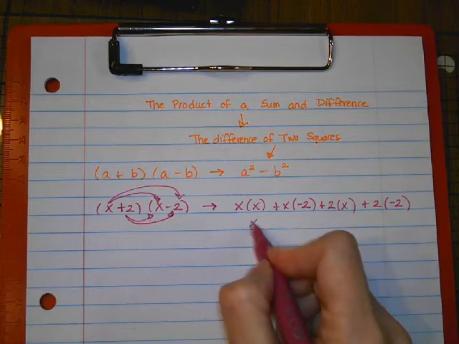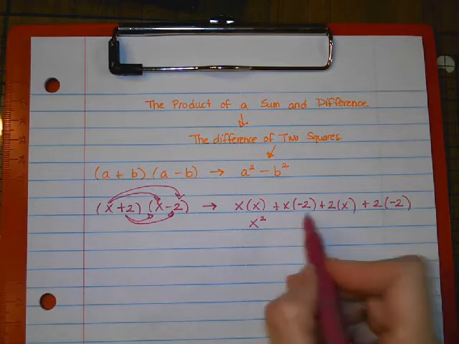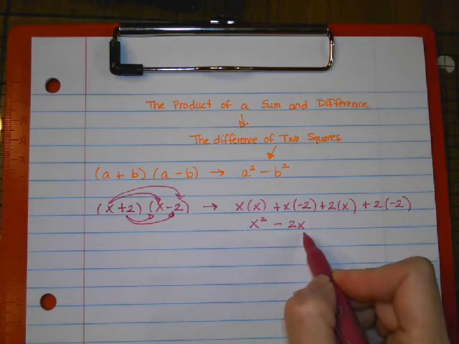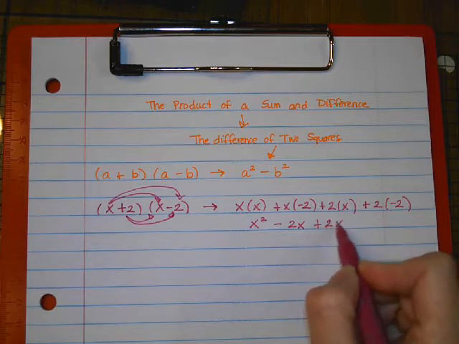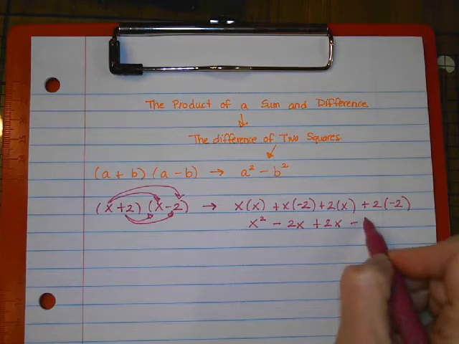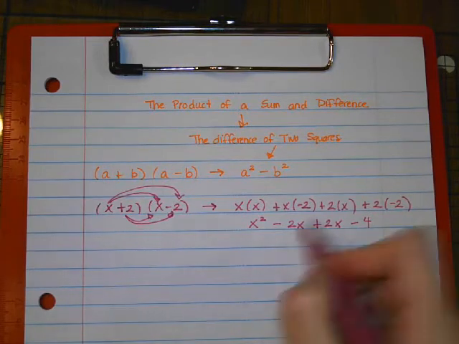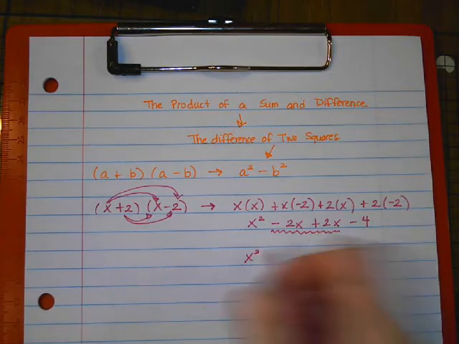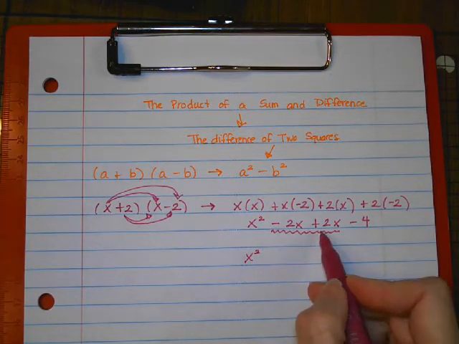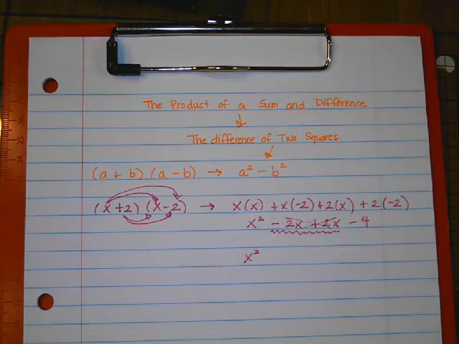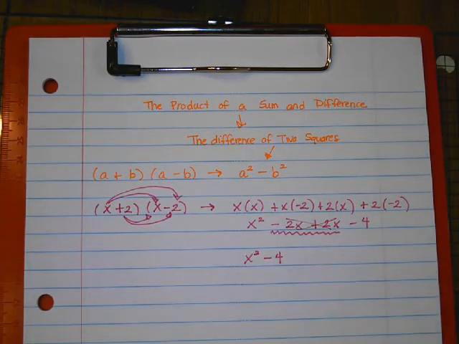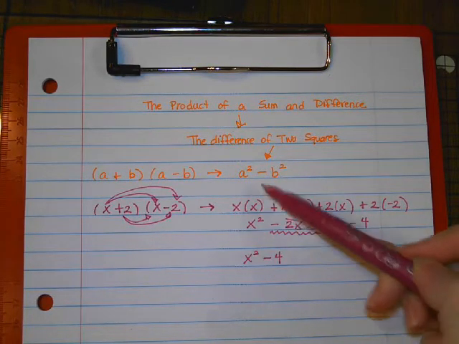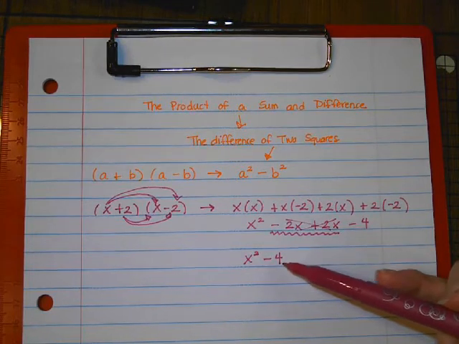X times x is x squared. X times negative 2 is negative 2x. Remember, coefficient followed by variable. Then 2 times x is 2x, and 2 times negative 2 is negative 4. Just like last week, we combine the two in the middle. We bring down our x squared. Negative 2x plus 2x cancel each other out, and you're left with minus 4. As you can see, it looks like this: first value squared, x squared, minus sign, and 4 is a perfect square, because it's the same as 2 squared.